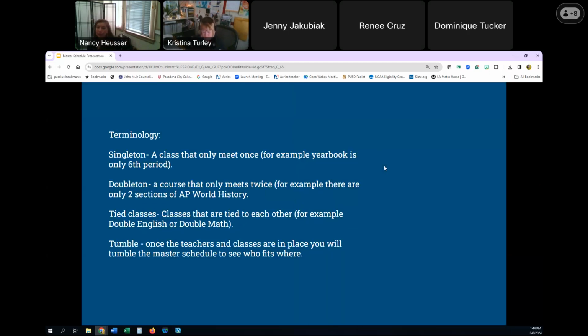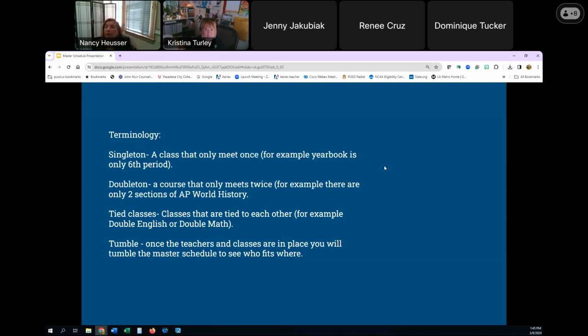Okay, so let's look at terminology. So, singleton. When people talk about master schedule, you'll hear the words singleton, doubleton, tied classes, and then tumble. I may have made up tumble because that's the word I use, but a singleton is a class that only meets once. So for example, maybe a yearbook class that's 6th period, right? It only meets once, it's your singleton. Figure out who those kids are in your singletons and what other classes they are taking.